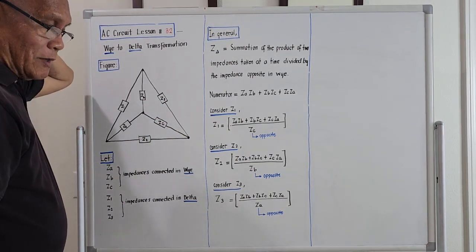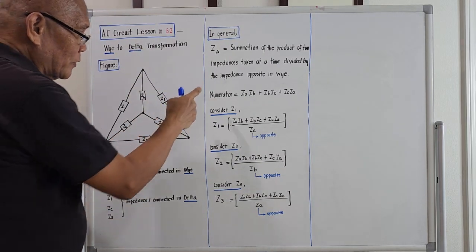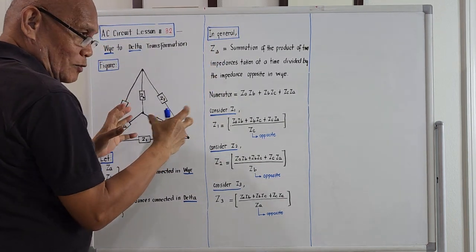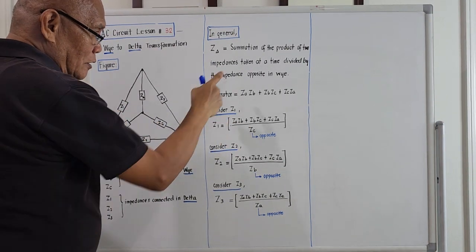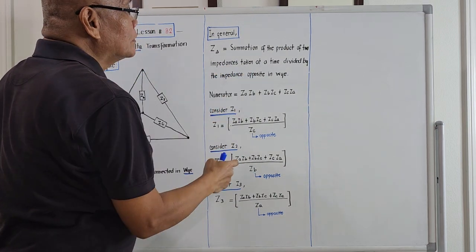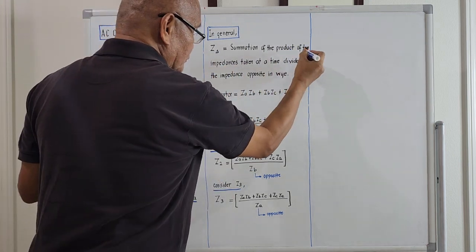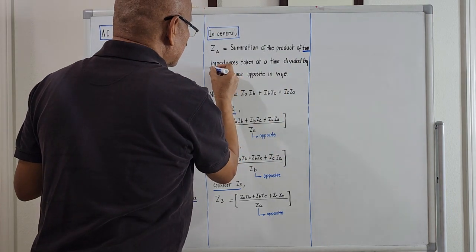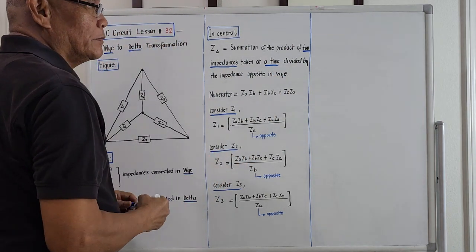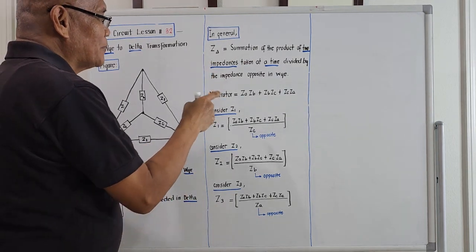To get the equivalent impedances in terms of delta, in general, I'll place it here: capital letter Z with the subscript delta, meaning the equivalent of the given Y in terms of delta. It will be the summation of the product of two impedances taken at a time, meaning the impedances in Y, divided by the impedance opposite in Y.